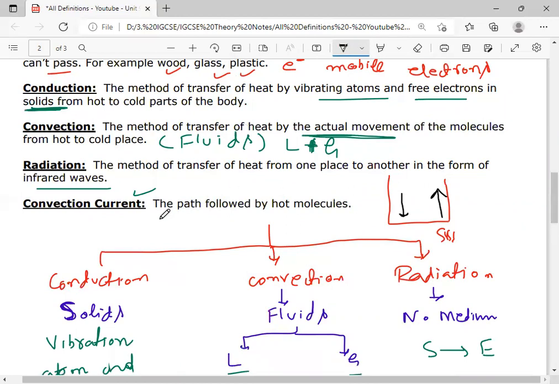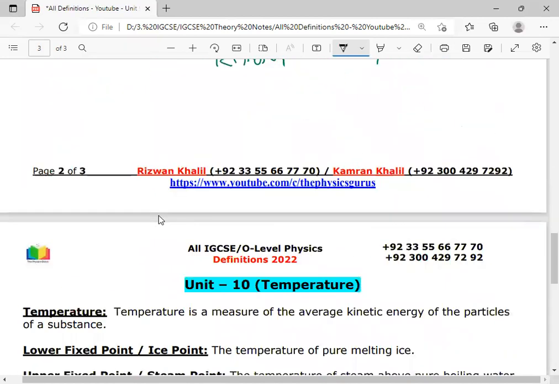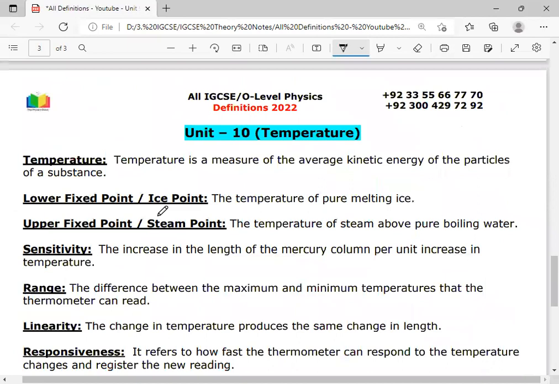And in this topic, one more thing is there, that black colors are good absorbers as well as good emitters of heat, while shiny surfaces are good reflectors of heat, and white colors are bad absorbers and bad emitters of heat. So let's move towards the definition of the next unit, that is temperature.